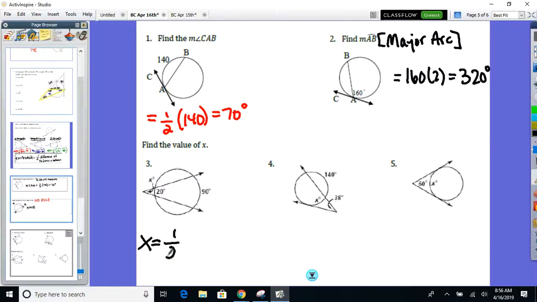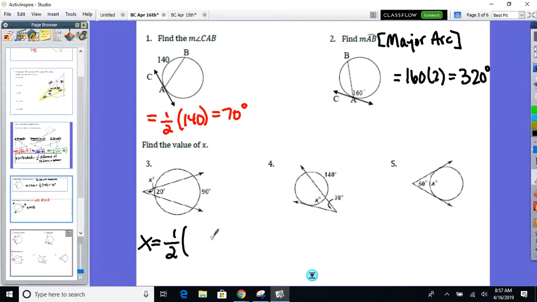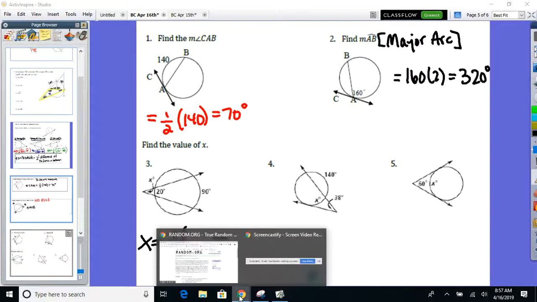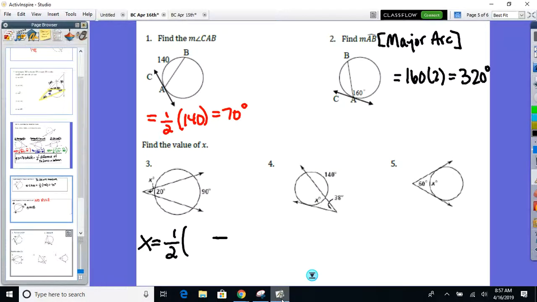I do what to the arcs if I'm finding an angle on the outside? Subtract, subtract, subtract. Name the 2 arcs I'm going to subtract. Number 19, on fire today. What 2 arcs am I going to subtract? 90 and 20. The bigger one minus the smaller one that's in between angle x. Got there. Thank you.